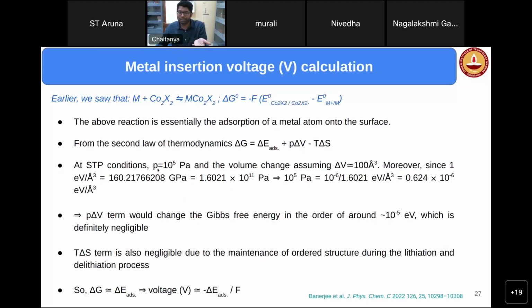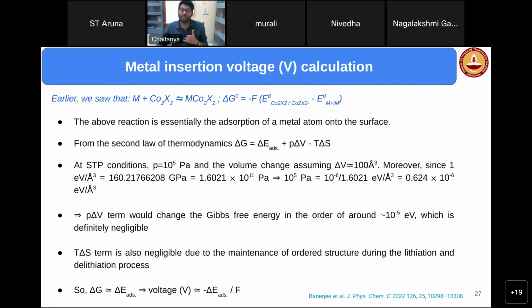For example, at the standard conditions, P will be approximately 10 to the power of 5. If you are assuming the cell volume, it can be a maximum of 10 cross 10 cross 10, so that's the reason I'm considering 100 angstrom cube. Now you calculate what is 1 electron per angstrom cube. After you rewrite everything, it comes to be 0.624 into 10 to the power of minus 6. If you multiply this pressure with the delta V, which is about 100, the overall energy you are getting is on the order of 10 to the power of minus 5 eV.